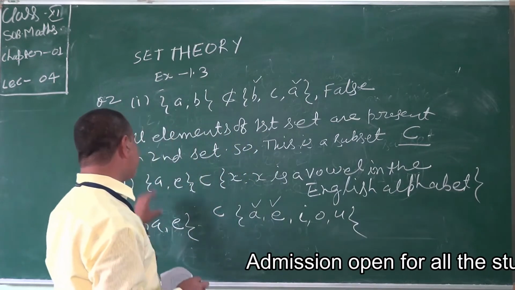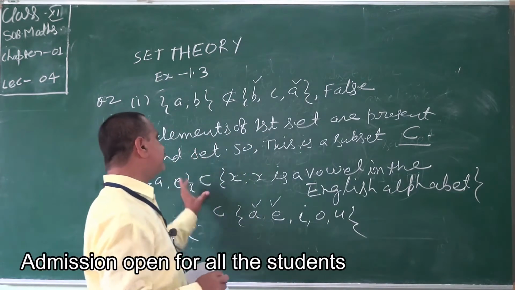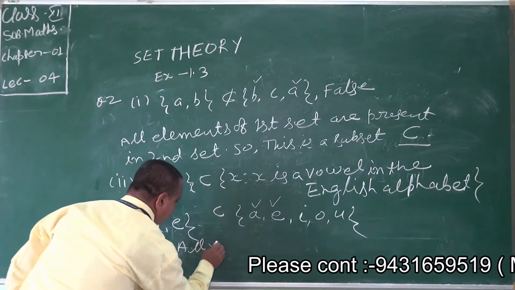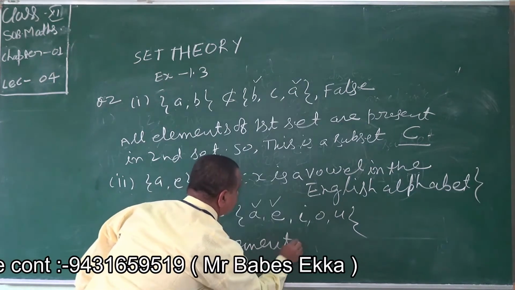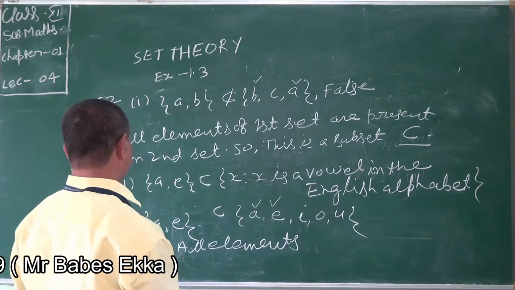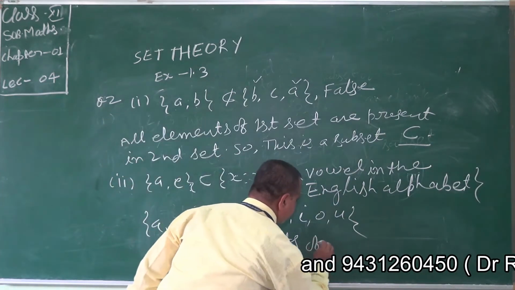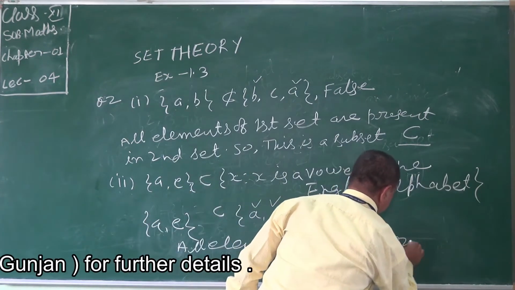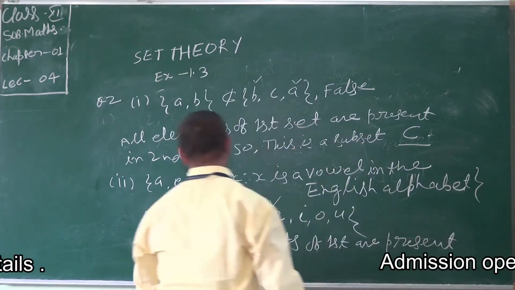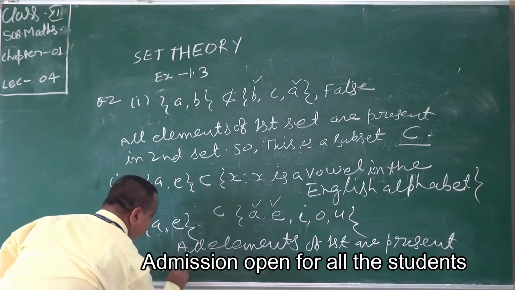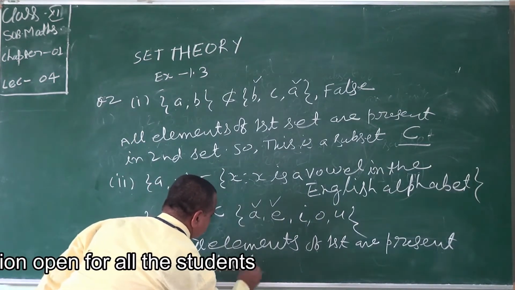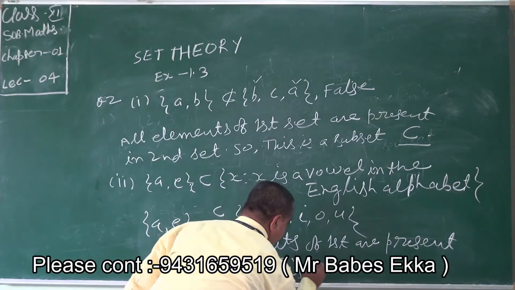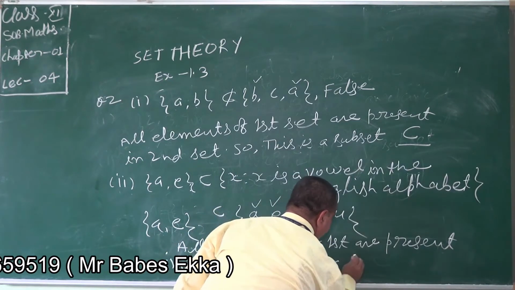So, we can say our first set is a subset of the given set. We write all elements of the first set are present in the second set. So it is a subset.